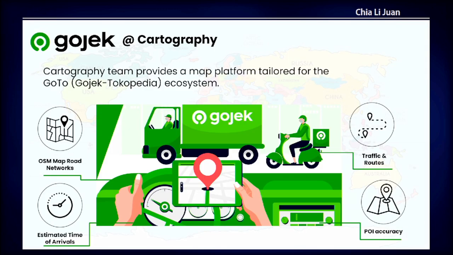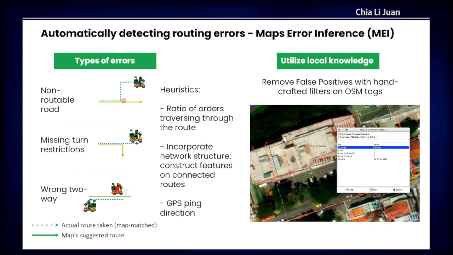And I'm in the cartography team, and what we do is provide a map platform that's tailored for the GoTo ecosystem. We do OSM map road networks, we look at traffic problems, routing problems, POI accuracy, and ETA of arrivals of our drivers. So, to the meat of the presentation.